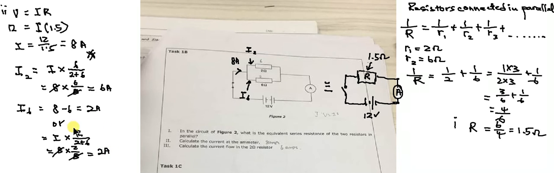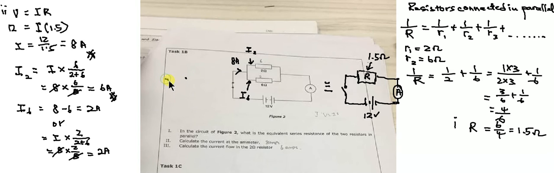Now if you add I2 and I6, the current between this and this, you will see that it's the same as 8 ampere. The current at any one point must be the same. What the teacher means is like this.